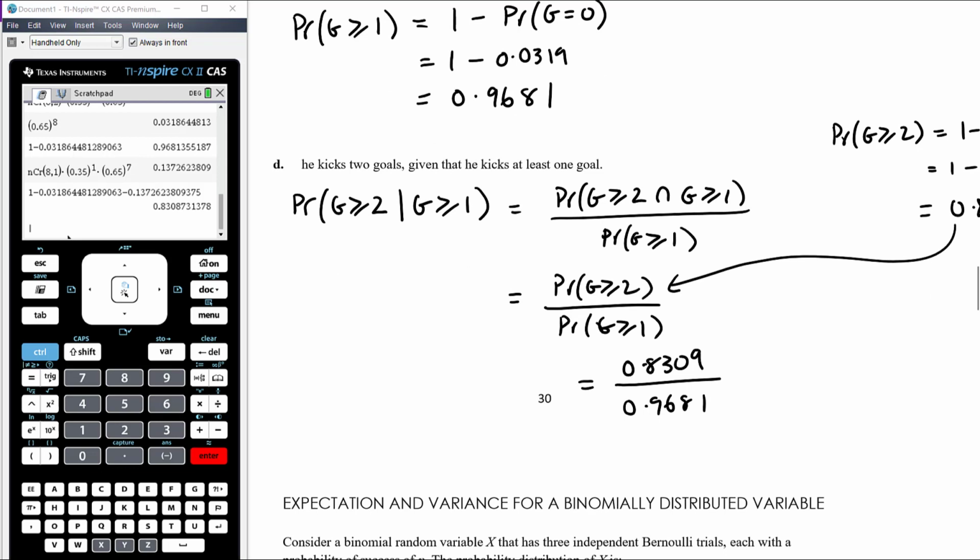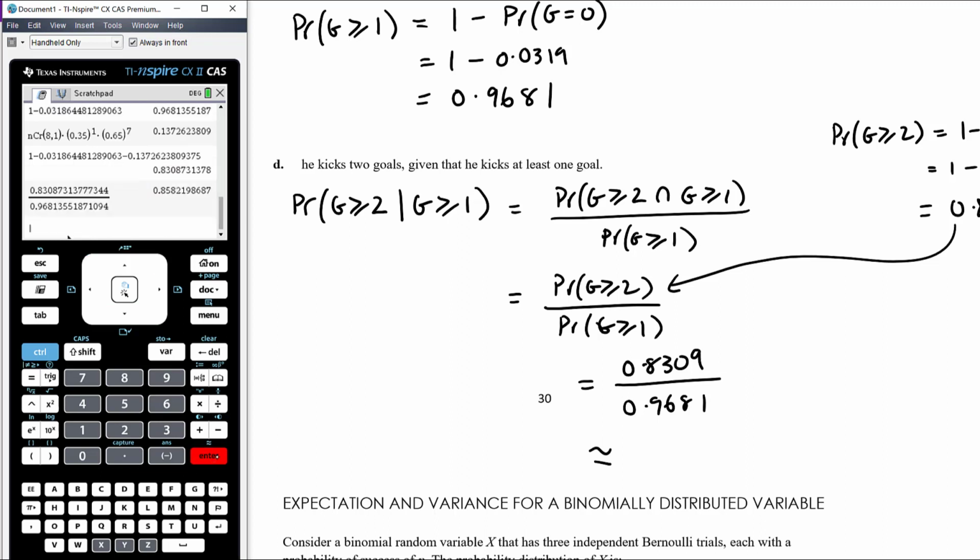We want our final answer correct to 4 decimal places, so I'm not going to use my rounded 4 decimal place answers to calculate another answer to 4 decimal places. So I'm going to take them exactly in my CAS. I want that number there divided by this number up here. And that, correct to 4 decimal places, is 0.8582.